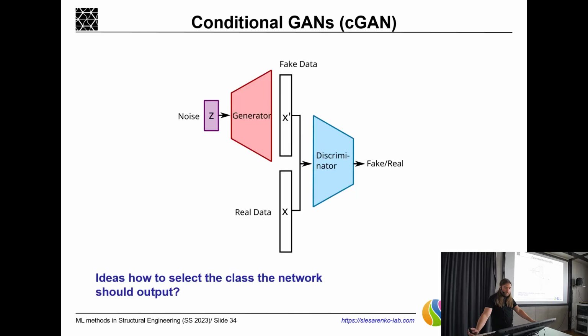So let's have a look at our standard GAN architecture. Do you have any ideas how to inform it what to generate? Basically, we have our data set, MNIST, and we somehow want to tell it, I want a 9. How can you do that? Ideas?